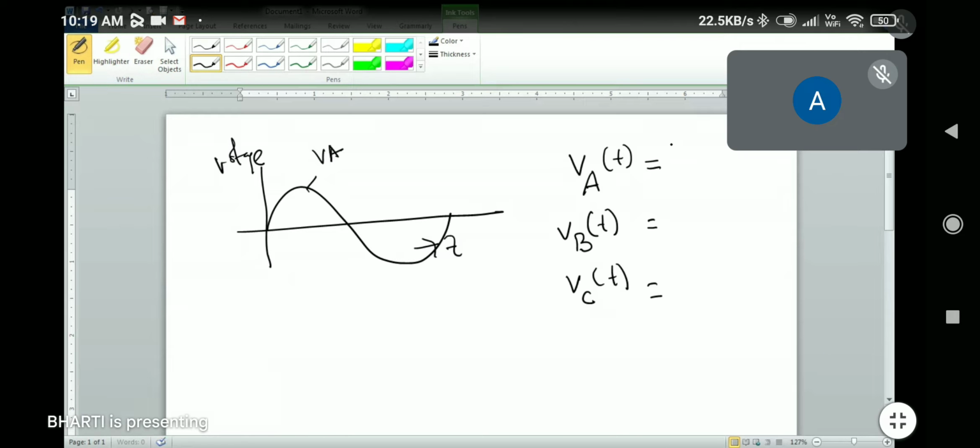So here the angle is 0. So it will be V root 2, or you can say VM or VP, something like that. Angle 0 degrees. Is it clear? Next, we said it will start somewhere from 120 degrees. So somewhere here, that means this is VB. It will be equal to VP, magnitude 120. The magnitude will be the same.